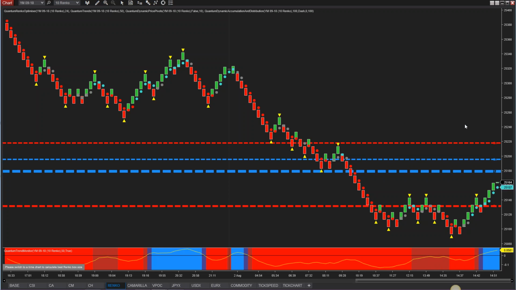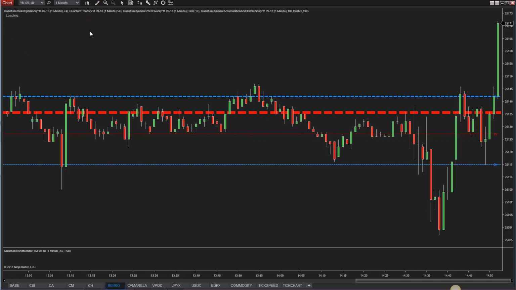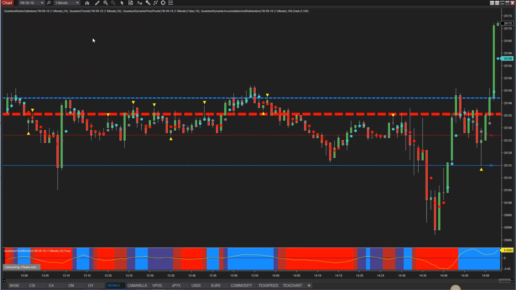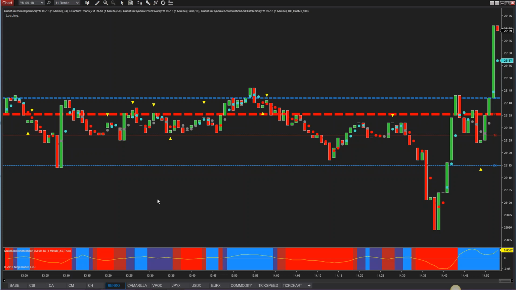It's called the Renko Optimizer. So you can choose any time frame you like. If we stick to the 1 minute, we'll just see if that's changed yet, whether it's still telling us. We've actually slowed down a little bit. Now we're going to go to an 11 brick size.